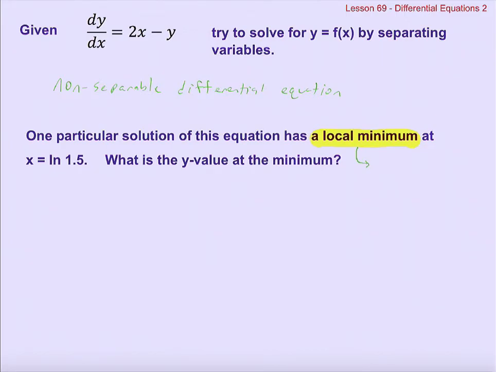Hopefully you came up with the idea we're looking for. At a local minimum, we know for sure that the derivative is 0. Which means, and they're telling us it happens when x equals ln of 1.5, so 2x minus y equals 0 when x is ln of 1.5. So 2 times the ln of 1.5 minus y equals 0, which means that y must equal 2 times the ln of 1.5. And that's all they're asking us for. That answers the question.